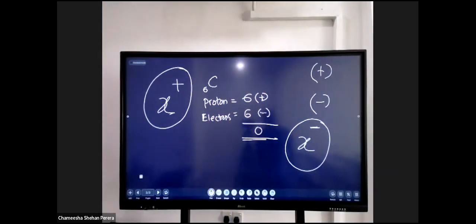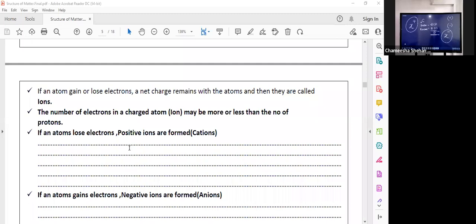Okay. So then, the next thing: what will happen to neutral atoms if they lose electrons or gain electrons? The number of electrons in a charged atom may be more or less than usual. For neutral atoms, we know the protons and the electron numbers are equal. In charged atoms, the proton and electron numbers are not equal, right? So here, if an atom loses electrons, positive ions are formed.